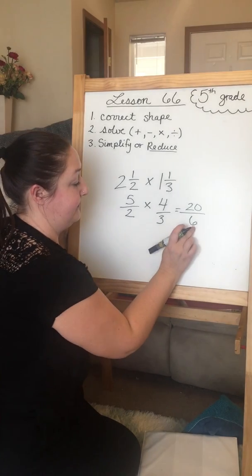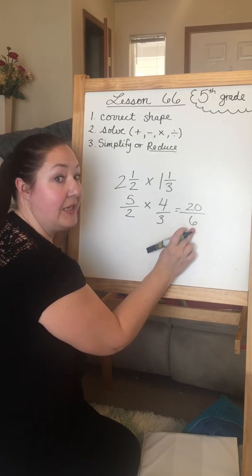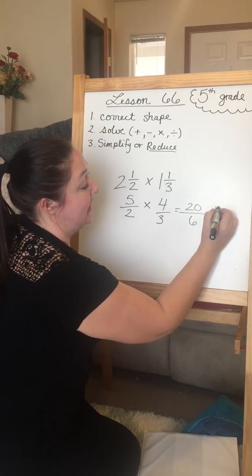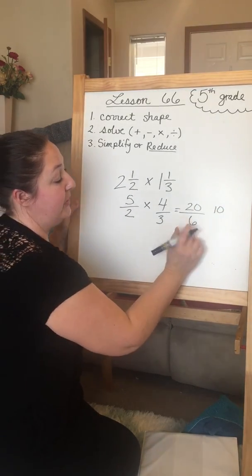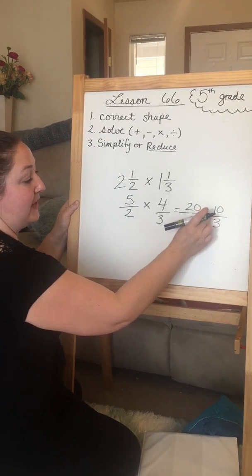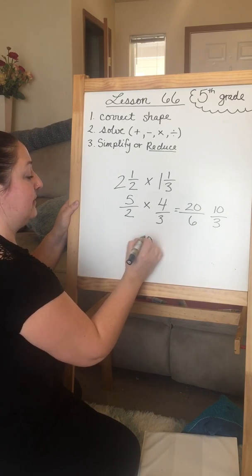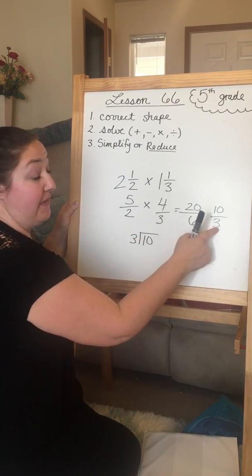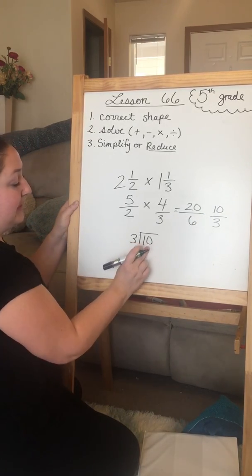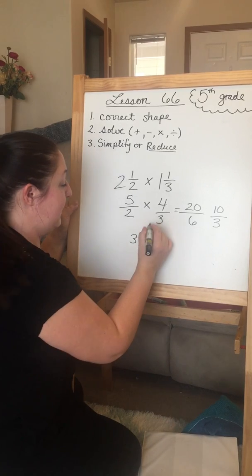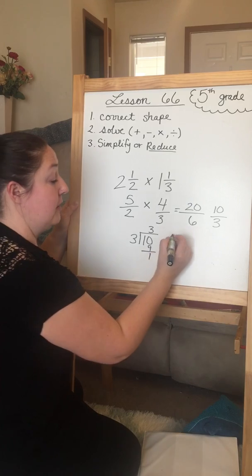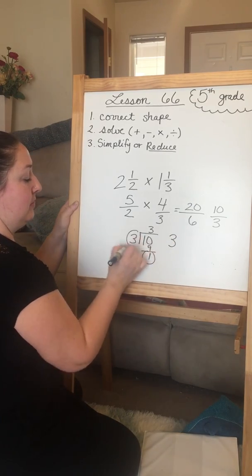Let's reduce. 2 goes into 6. 2 goes into 20. So 2 goes into 20 10 times. 2 goes into 6 3 times. Now we can say 10 divided by 3, because we want to have a mixed number as an answer. We never want an improper fraction as an answer. So 3 goes into 10 how many times? 3 times 3 is 9. That'll fit. 9 with 1 left over. So our answer can be 3 1/3.